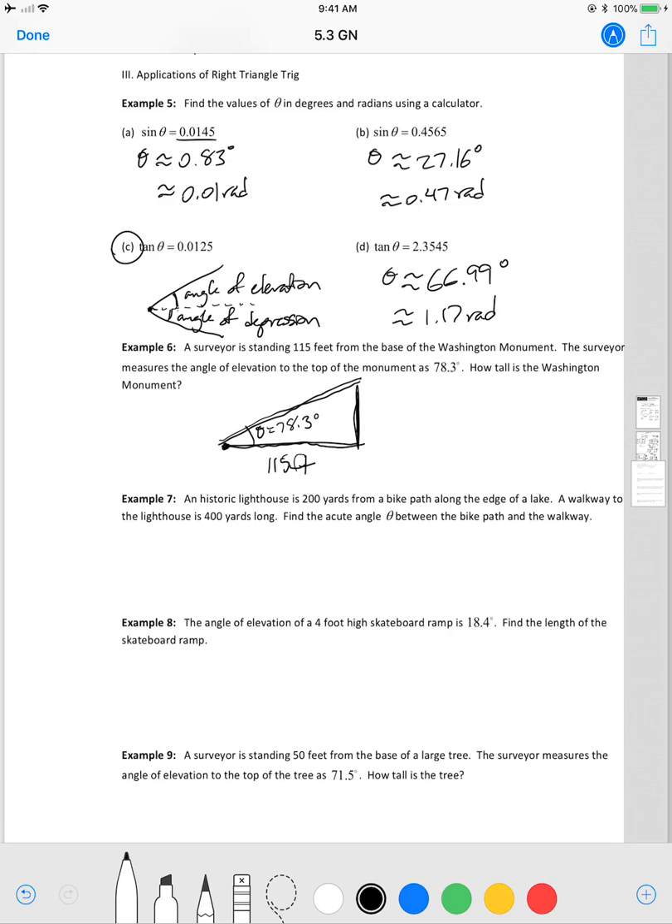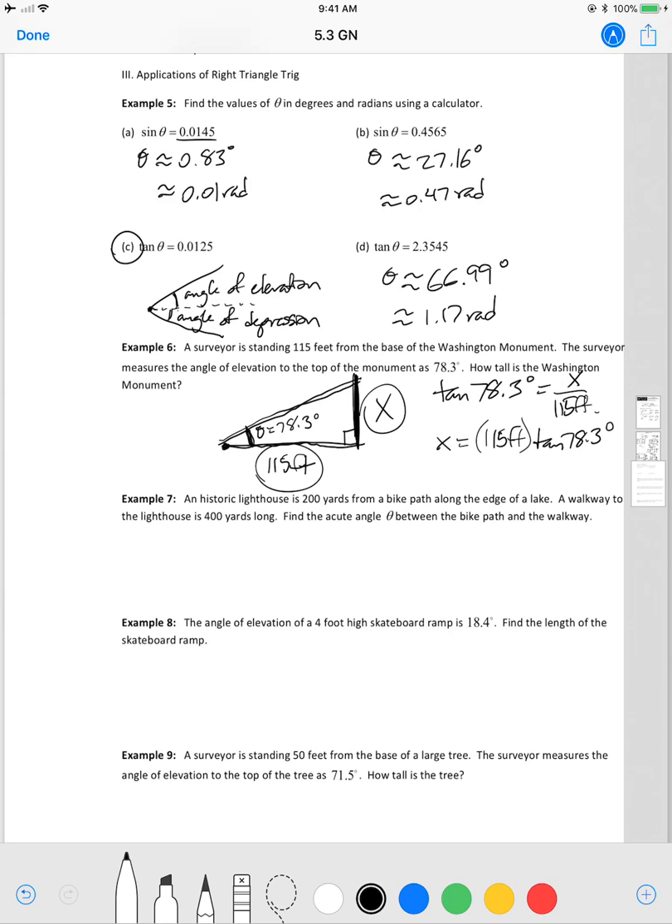Okay? And he wants to know how tall the Washington Monument is. So that'll be this side length. We'll call that x. Or you can call it h for height or w for Washington Monument, whatever you'd like. And so I have a right triangle here. And I have an angle here, and I know the opposite side and the adjacent side. So I'm looking at tangent. So the tangent of this angle, 78.3 degrees, is the opposite side over the adjacent side. So if I solve for x, it is 115 feet times tangent 78.3 degrees.